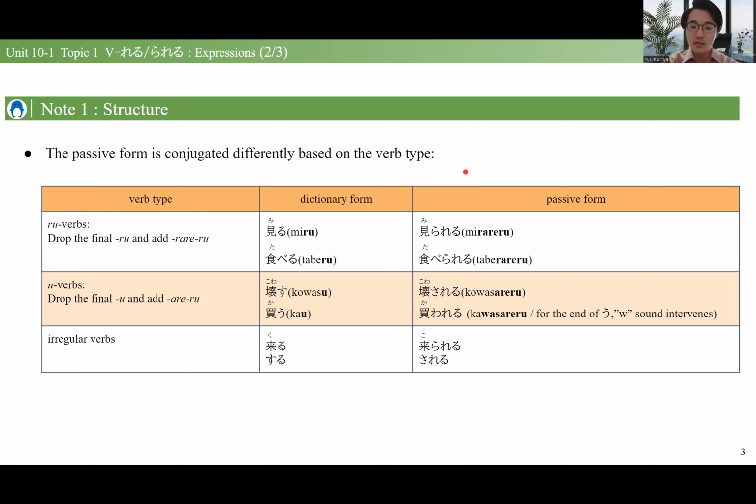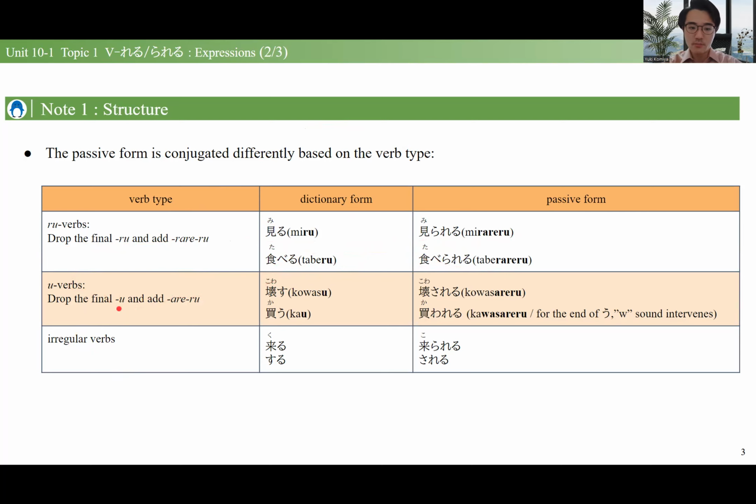So in topic 1, we're going to first learn how to conjugate the passive forms of verbs. Here are the rules for ru verbs, u verbs, and irregular verbs as usual. For ru verbs, we take the dictionary form and replace the ru with rareru. So miru, to look, to see, will be mirareru, to be seen, to be looked at. Taberu, to eat, will be taberareru, like to be eaten.